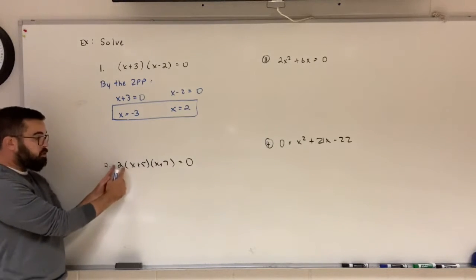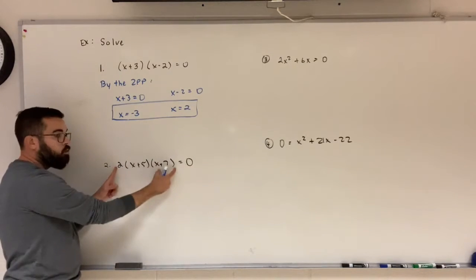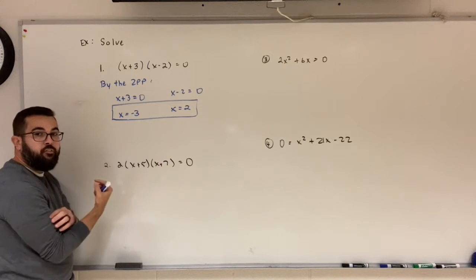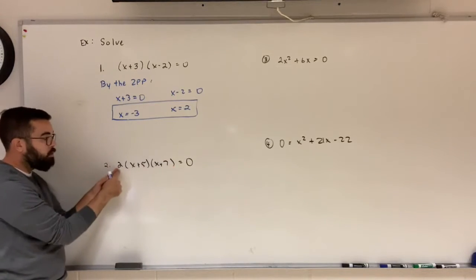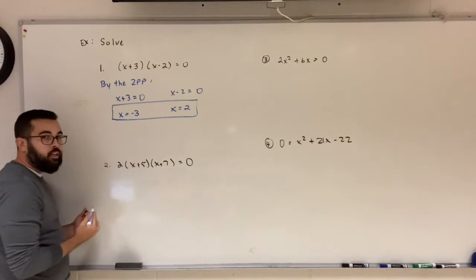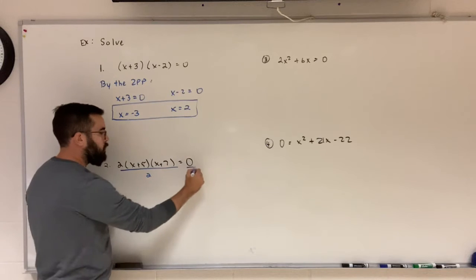Well, obviously this 2 is not causing that 0. It's one of these 2 quantities, and we need to find the value for x that makes either this quantity 0 or this quantity 0. So what do we do with that 2? Well, we can either ignore it, or algebraically what we can do is divide out a 2 on both sides.